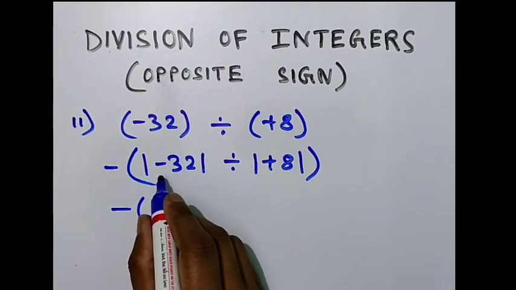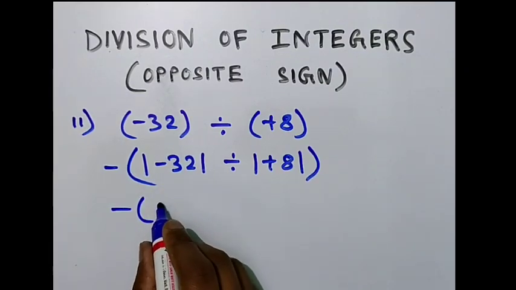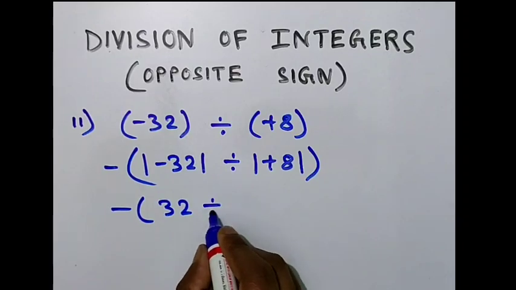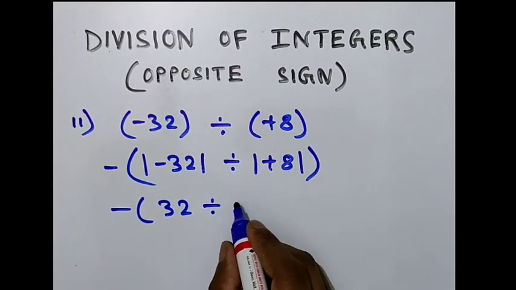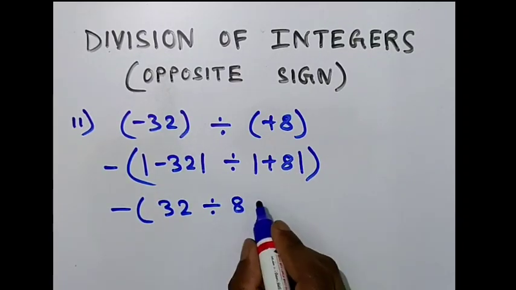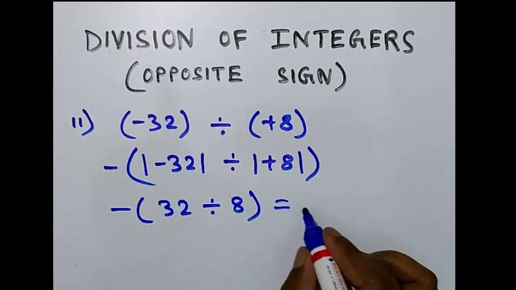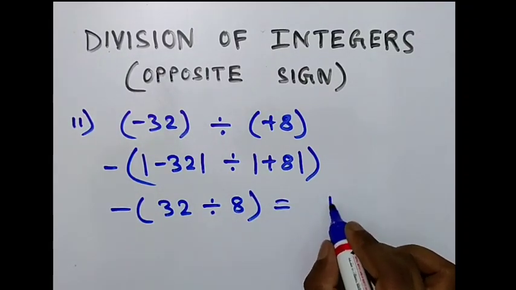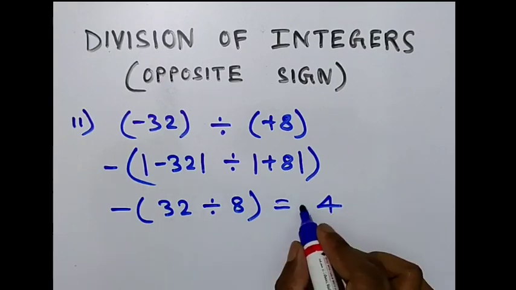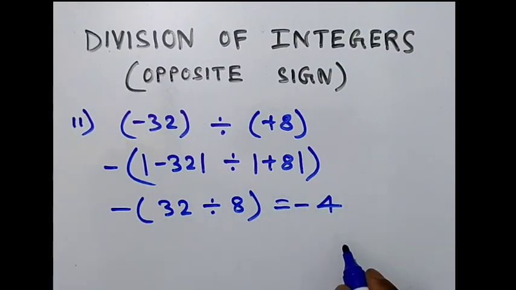So what will be the absolute value of negative 32? 32, divided by the absolute value of positive 8, which is 8. So 32 divided by 8 will give us 4. And we'll just put the negative sign. So the answer will be negative 4. So I hope this is clear to you.